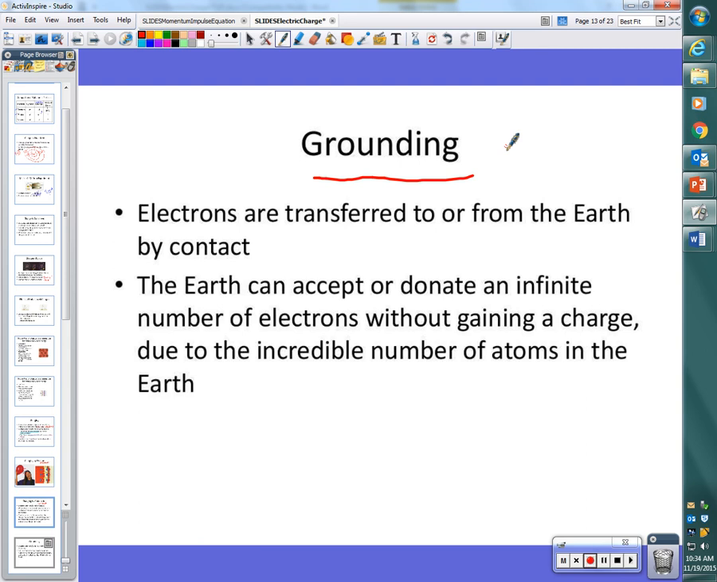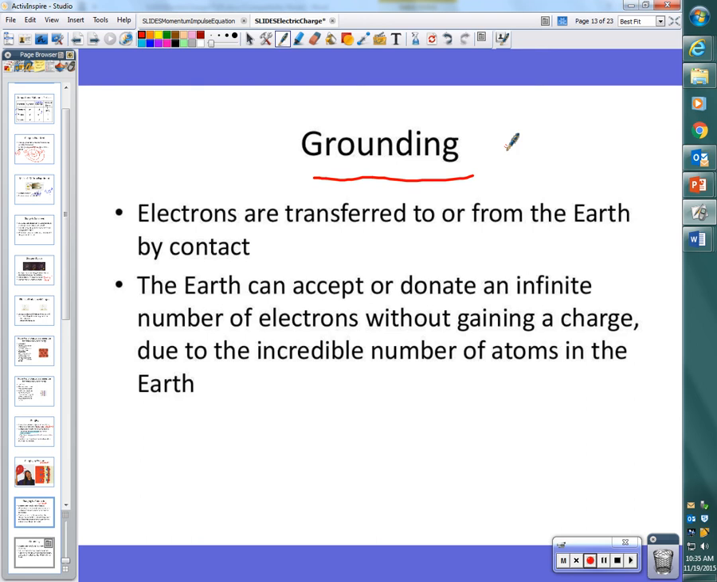If they can spread themselves back out or get to other positive charges, they will do so. A lot of times we call that grounding. The Earth has a ton of atoms, and those atoms all have positive charges and negative charges. So, if we have a buildup of negative charge, electrons, they will look for a way to get to the ground by some contact. Alright?